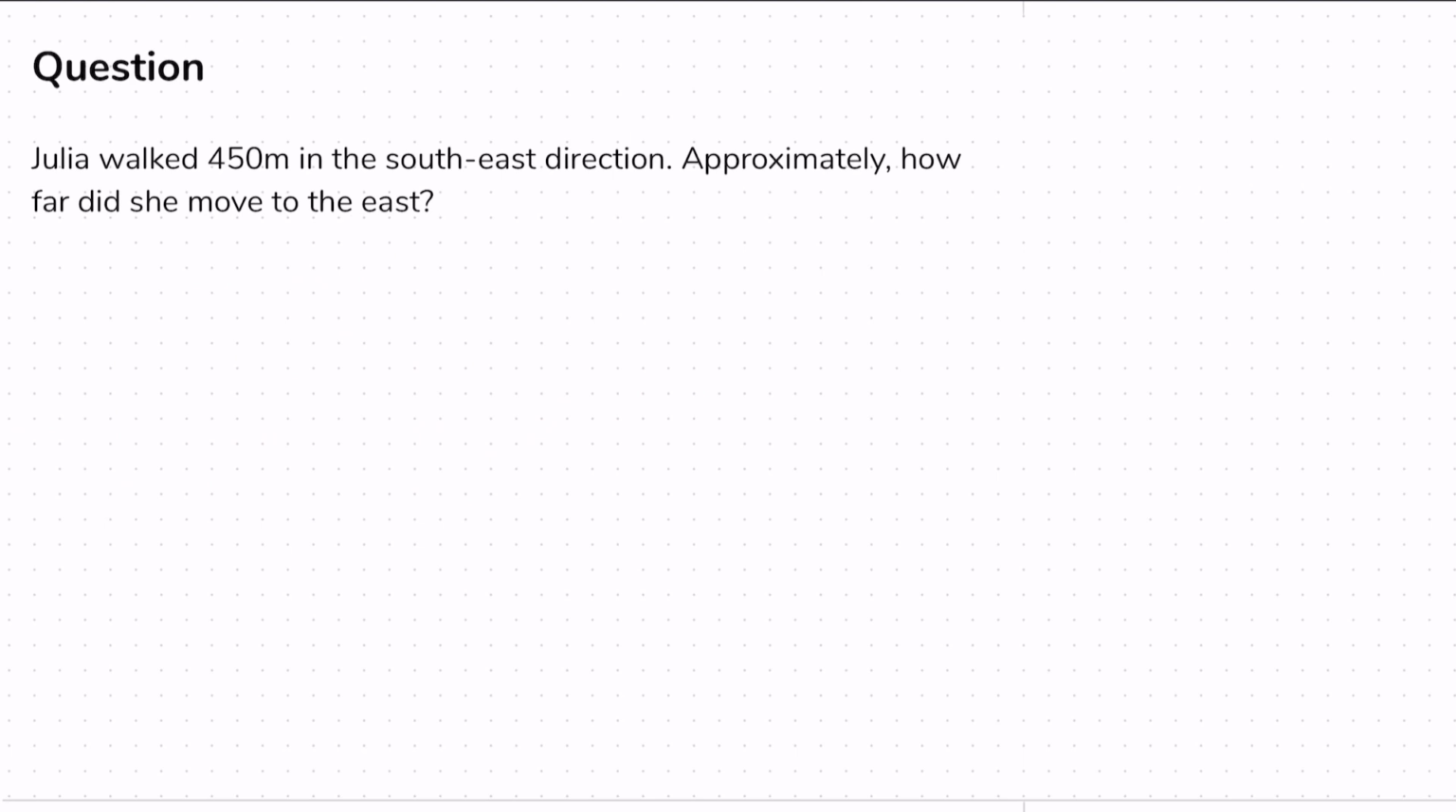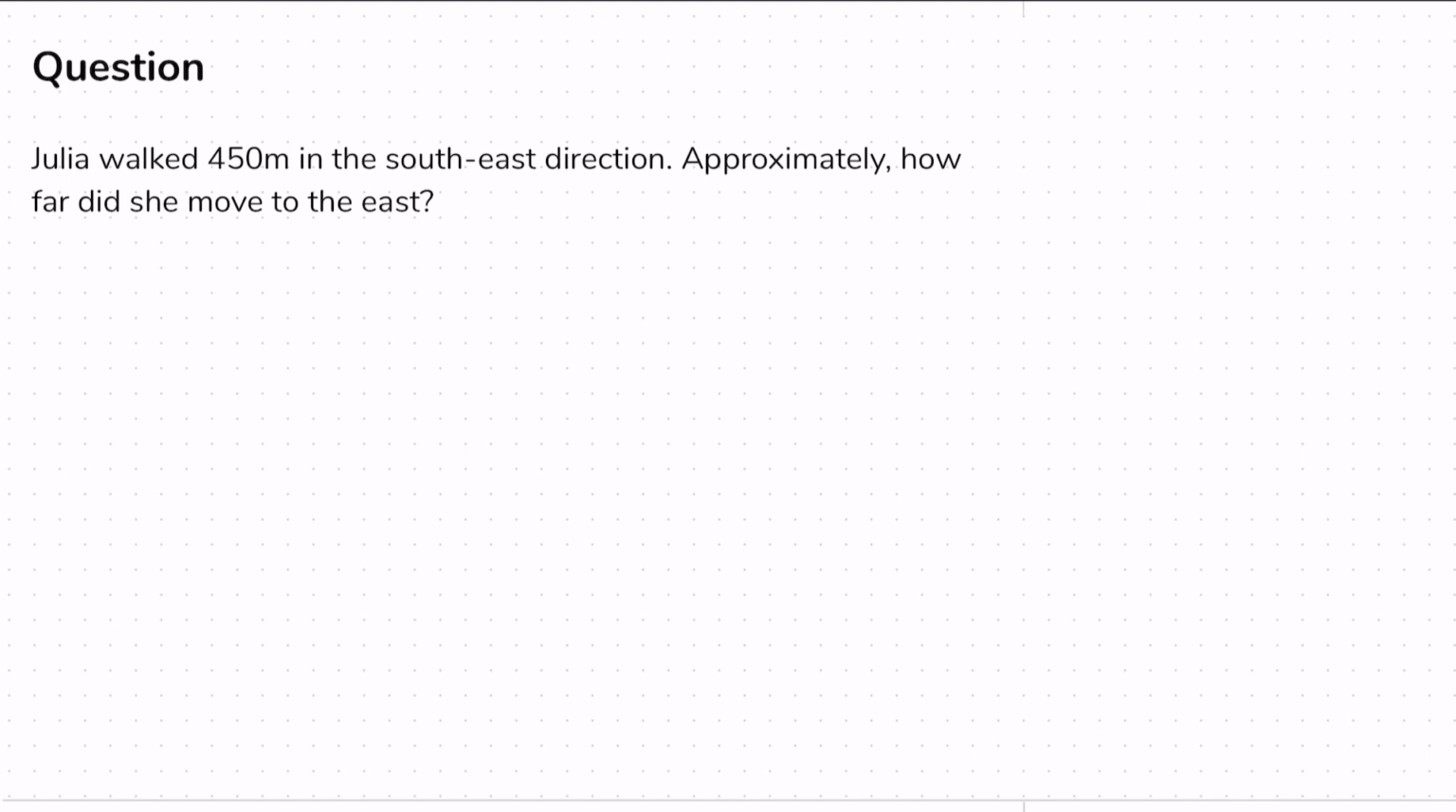Now this next question is really interesting because when you first read it, it seems like it's only giving you one bit of information and asking for another. But it's not really until you draw the diagram that you see that it's actually giving you more than one piece of information. So Julie is walking 450 meters in the southeast direction.